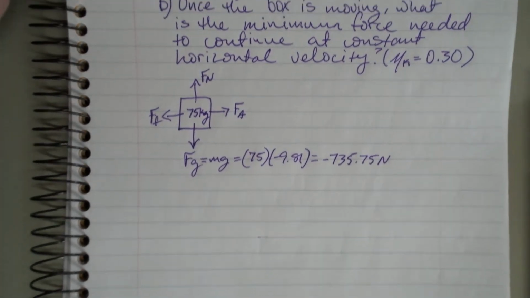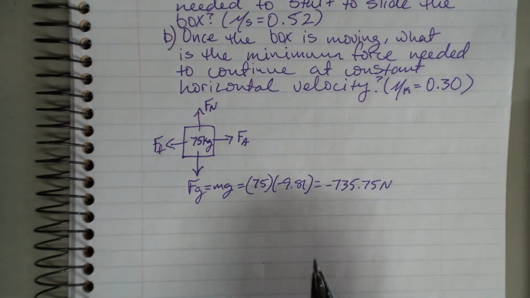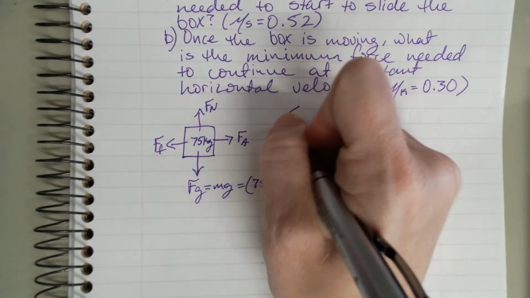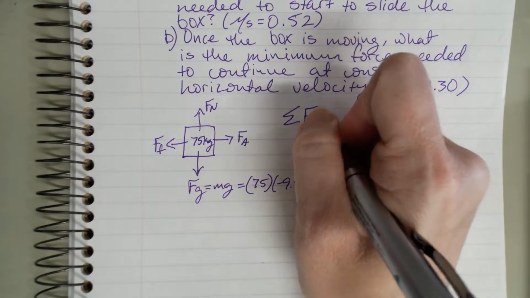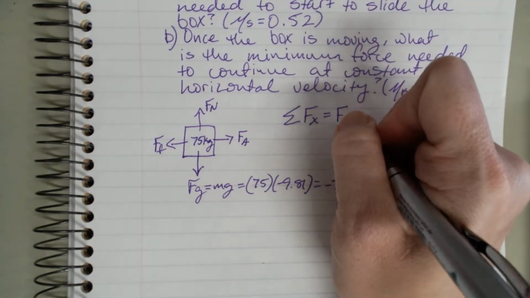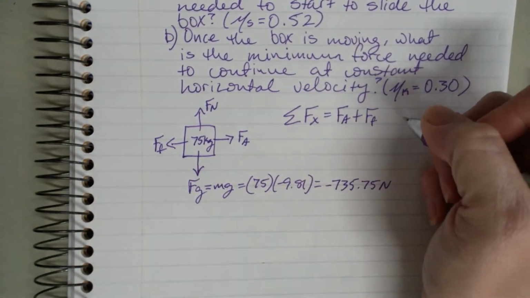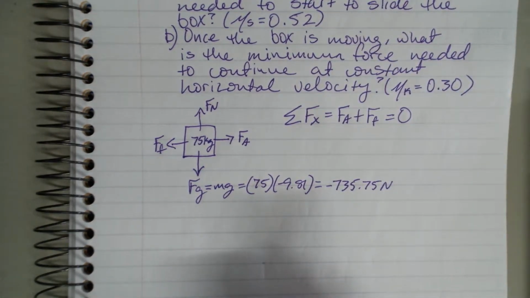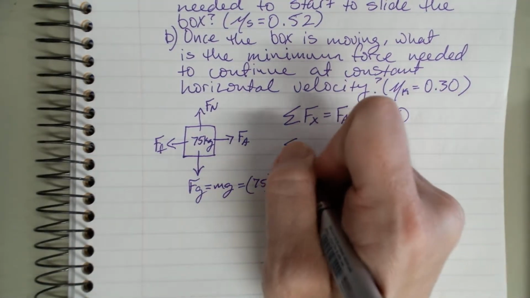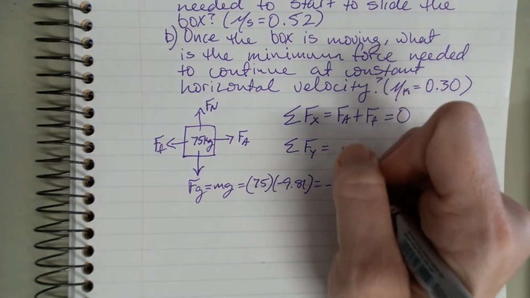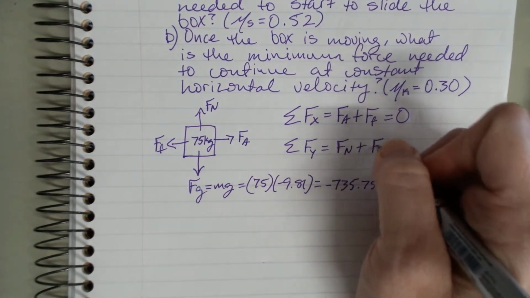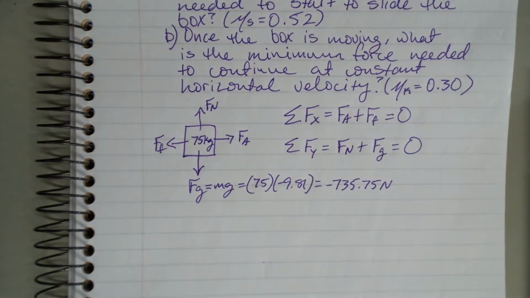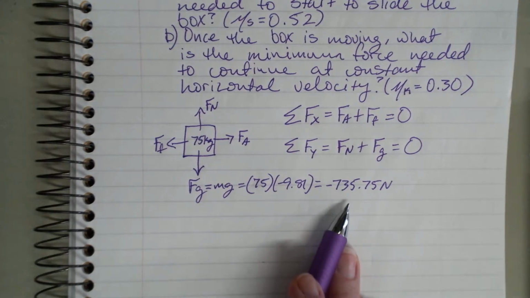I can do some summation equations here. I know that my summation in the x is going to be equal to Fa plus friction, and if it's not moving, then that equals 0. I'm not going to move it up or down, but I can figure out my Fnet in the y is normal plus gravitational, and that also equals 0 because it's not going up or down. So now I have my summation equations, and I know my weight.